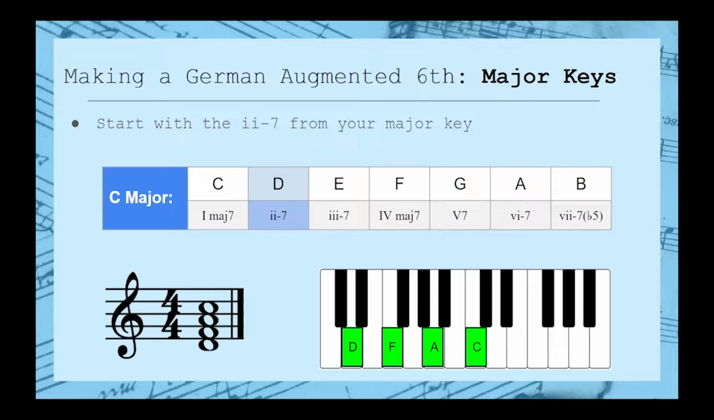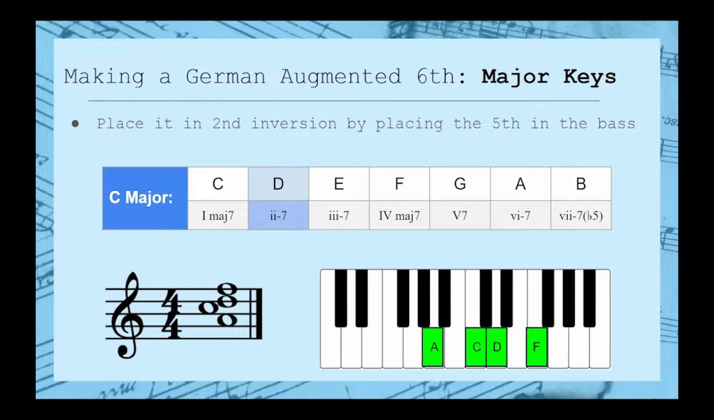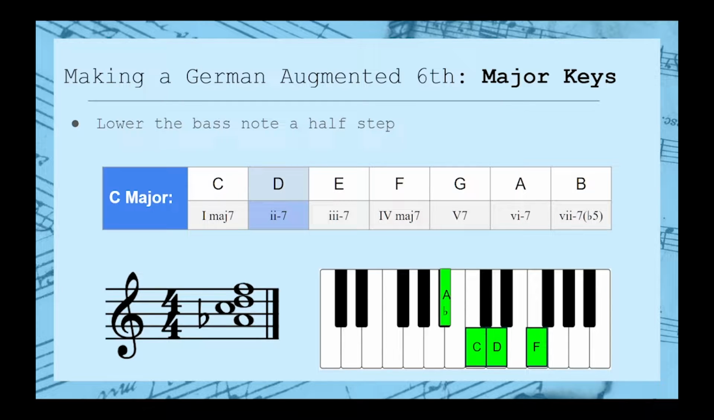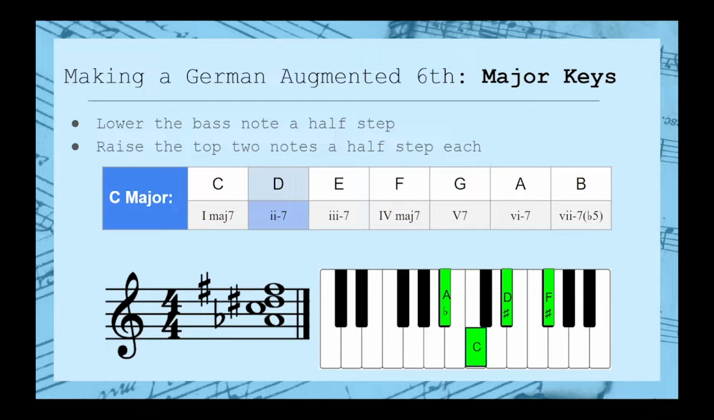Next, place it in 2nd inversion by placing the 5th in the bass. And then just simply lower the bass note 1/2 step and raise the root and the 3rd a 1/2 step each. So for us, A becomes A flat, F becomes F sharp, and D becomes D sharp. And this is our German Augmented sixth chord for major keys.